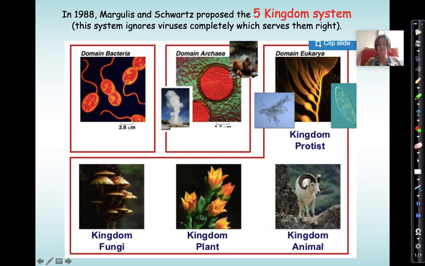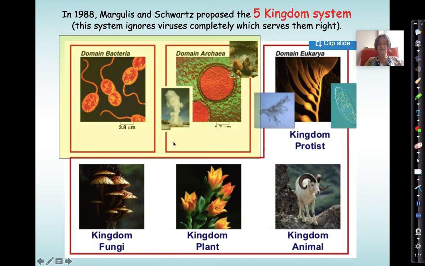So 1, 2, 3, 4, what Margulis and Schwartz did was they combined these, right? So we call these eukaryotes over here, this group, and this group here prokaryotes, but we don't call the kingdom prokaryote, even though they are prokaryotes. We call it kingdom monera. Okay, so kingdom monera, kingdom protist, kingdom fungi, kingdom plant, kingdom animal or animalia.